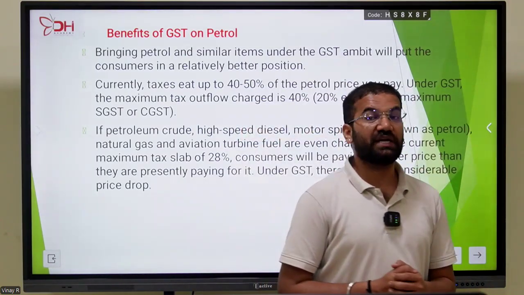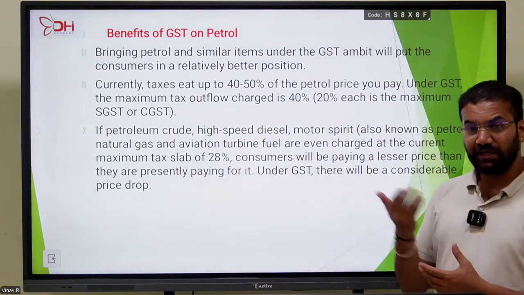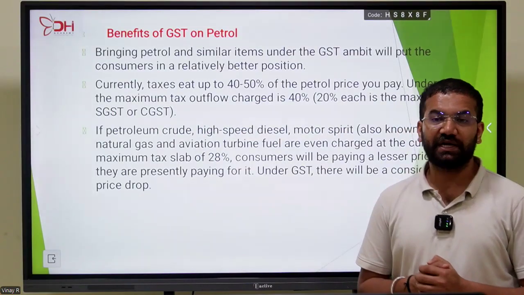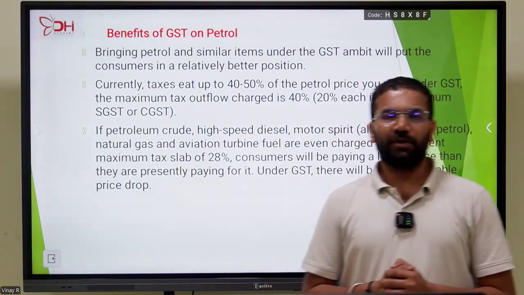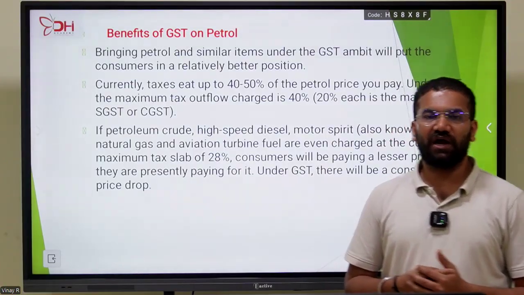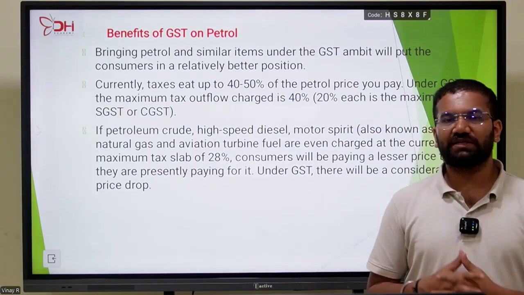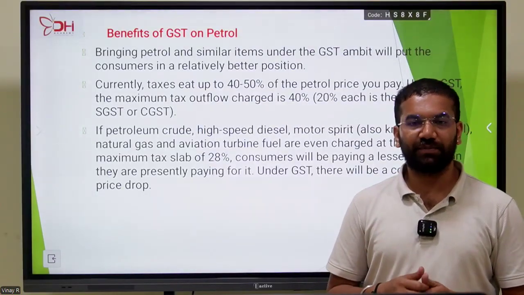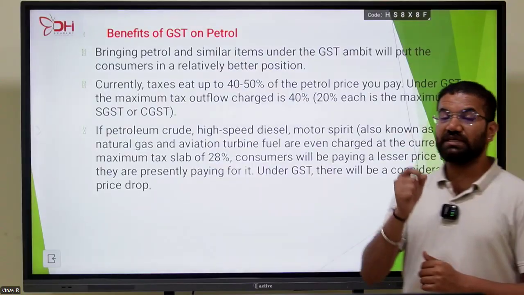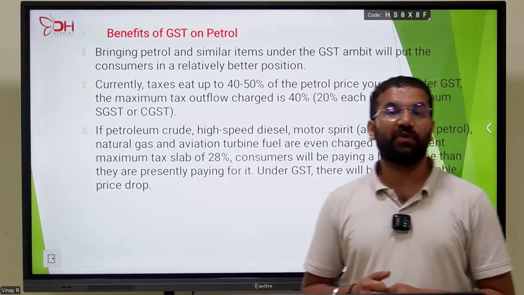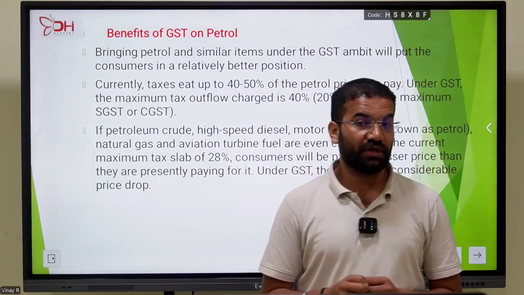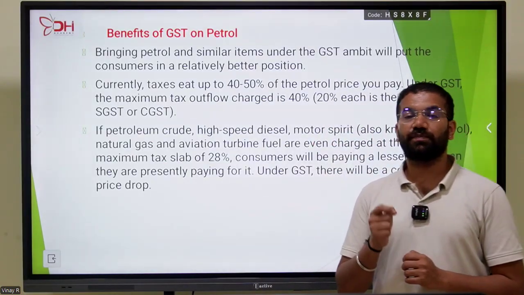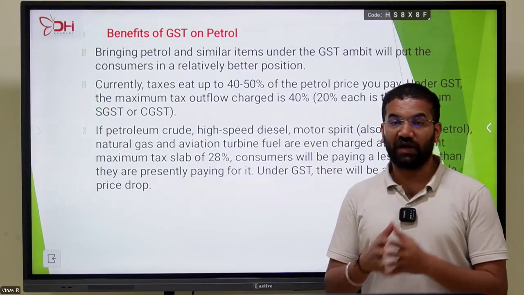Now, even in this 40%, states will get their appropriate revenue, as this tax would be included under integrated GST. So petroleum and crude oil, high-speed diesel, and motor spirit, also natural gas and aviation turbine fuel, would be charged a maximum slab of 28%. So if petroleum is brought under GST, the maximum slab of 28% can be levied, not beyond that, which can see a drastic fall of about 50% in the taxes levied as of now.